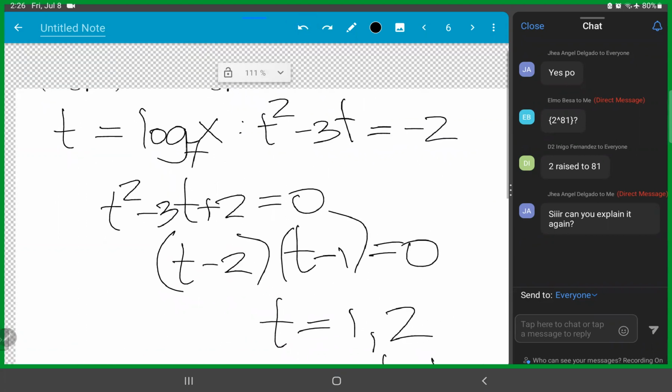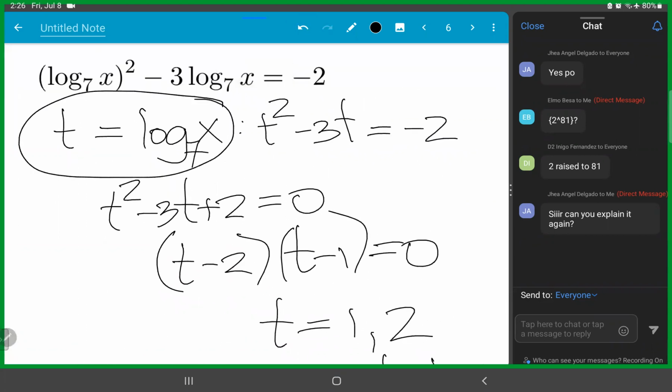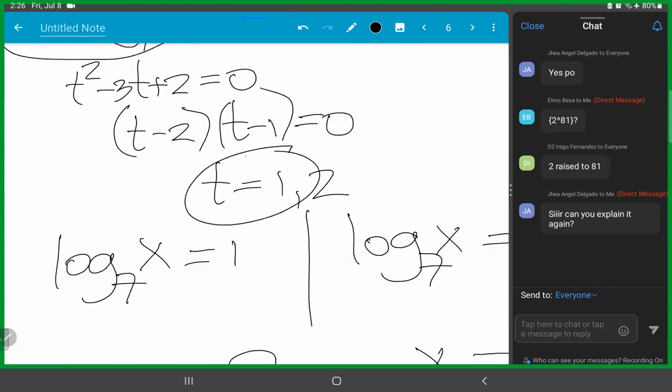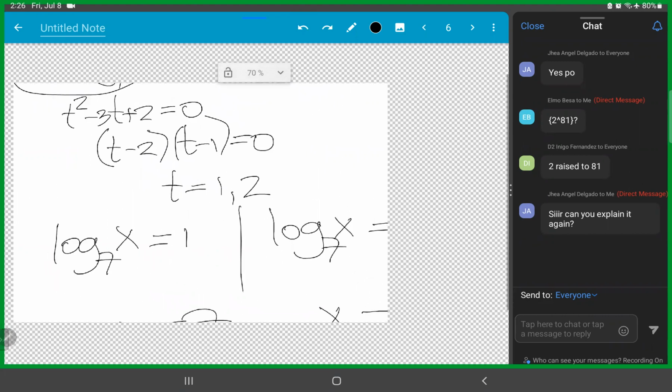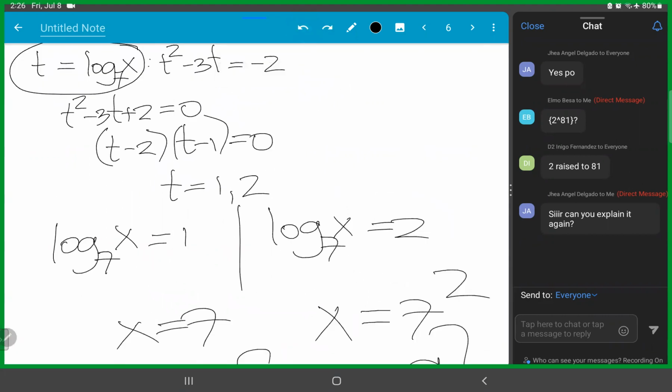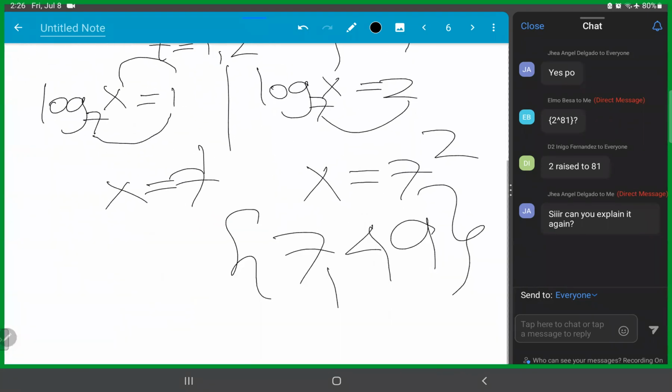So, t is log x base 7. If t is 1, log x base 7 is 1. And if t is 2, log x base 7 is 2. And then the method I taught where you just convert this to exponential form: 7 to the 1 equals x, 7 squared equals x. So 7 and 49.